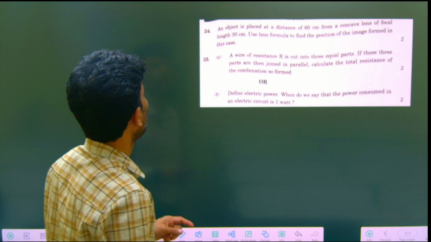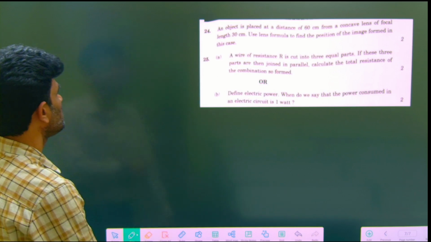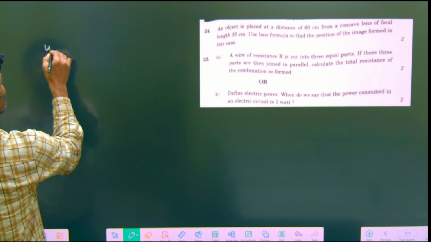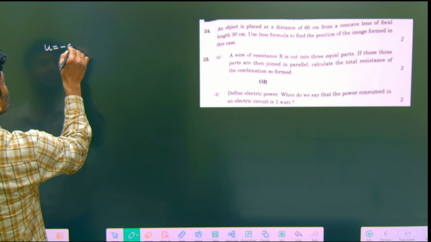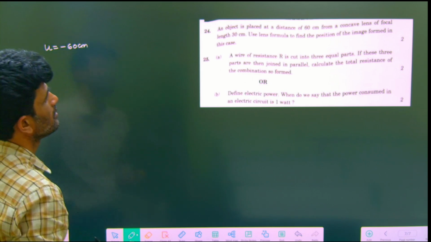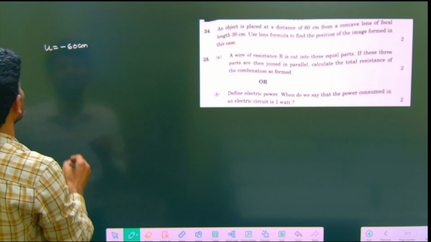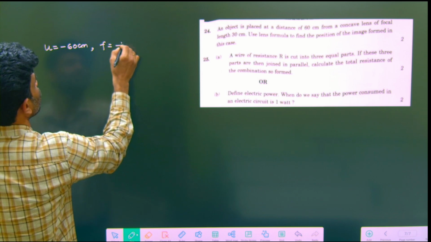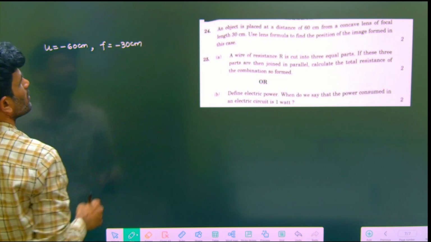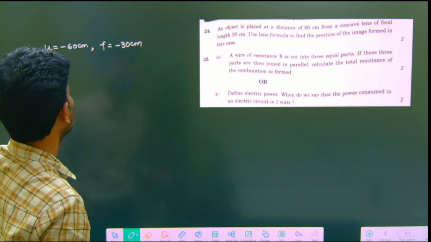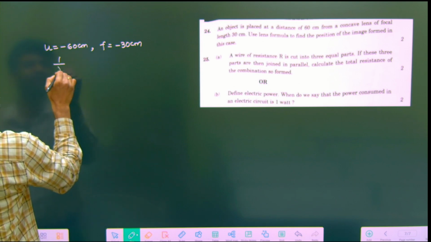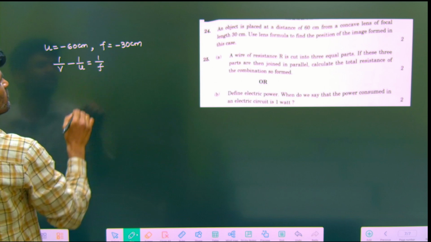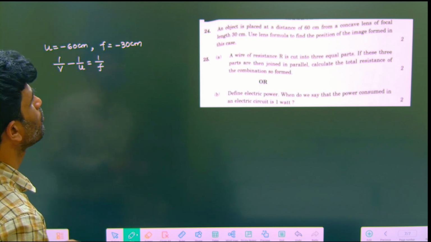On to the next one. An object is placed at a distance of 60 centimeters. These are 2 marks questions from light. Object distance is given as 60 centimeters, so we should take minus 60 centimeters. From a concave lens, and focal length is given as 30 centimeters. Because it is concave, we have to take minus 30 centimeters. Use the lens formula. What is the lens formula? 1 by V minus 1 by U is equal to 1 by F. By using this formula, they are asking to find the position of the image.